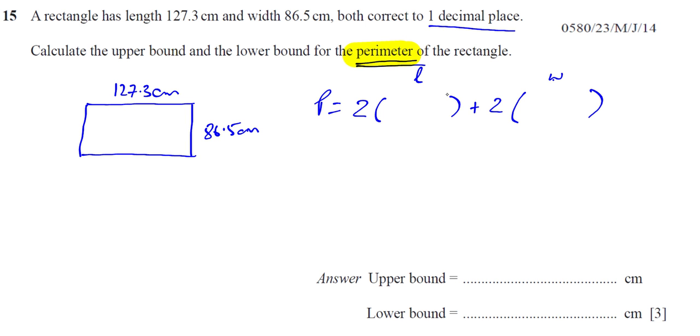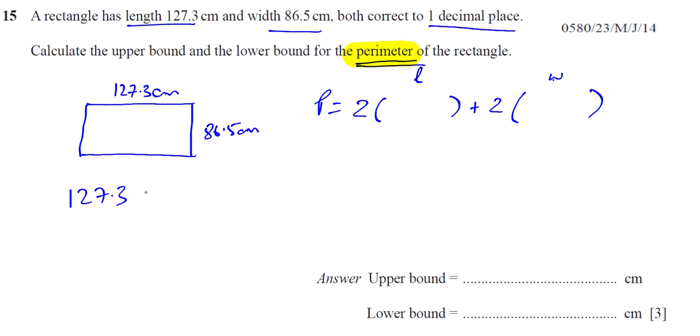Now I've got to find the upper and lower bound of the perimeter of the rectangle. What I don't do is put the numbers in as they are first and then think about upper and lower bound. No, because the length and width have been corrected to one decimal place, I have to first think about what's the largest number that 127.3 could have been before it was rounded, and what's the smallest it could have been.